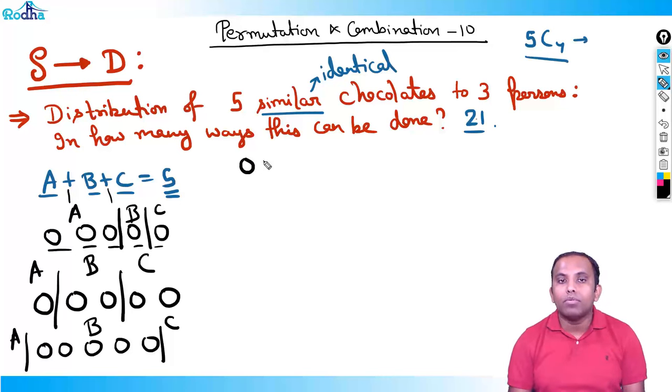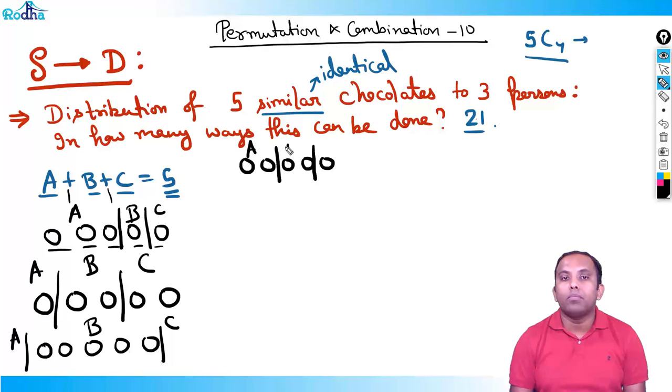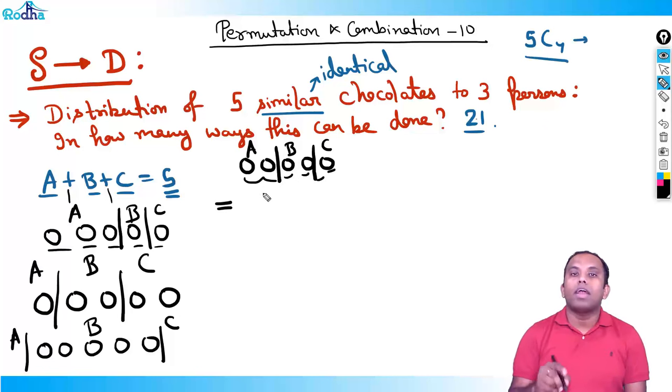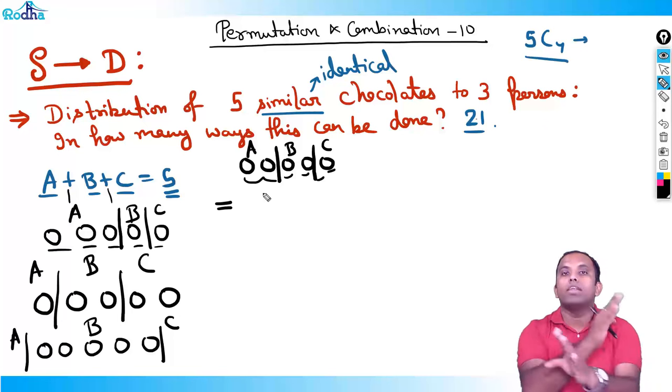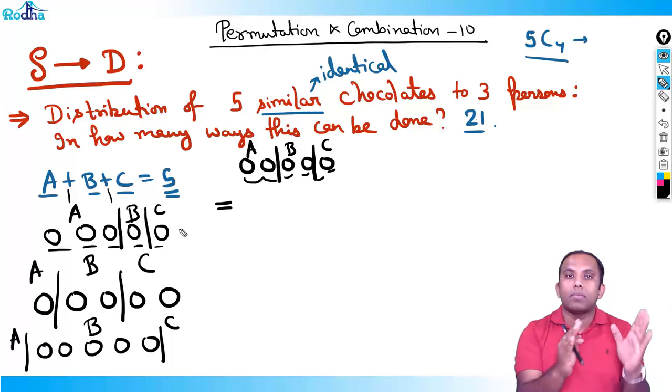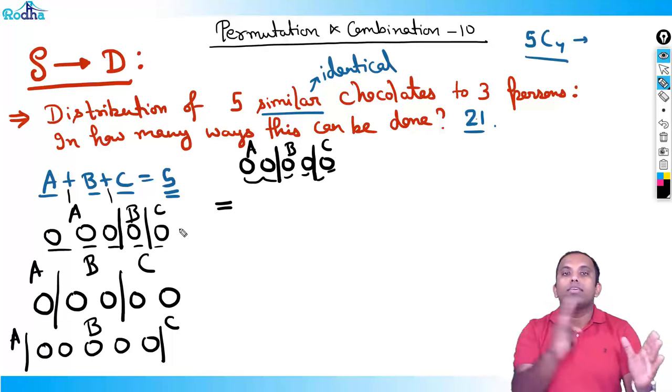That means there are 5 chocolates, so 5 circles, and for 2 plus signs, 2 partitions, 1 part to A, 1 part to B and the other part to C, right? If I take all the possible shufflings of these 5 circles and 2 partitions, we should think that there are 1, 2, 3, 4, 5, 6, 7 positions. So 5 circles and 2 lines are moving in a row, right? Sometimes the line is here, sometimes the line is here. So all these are moving in a row.